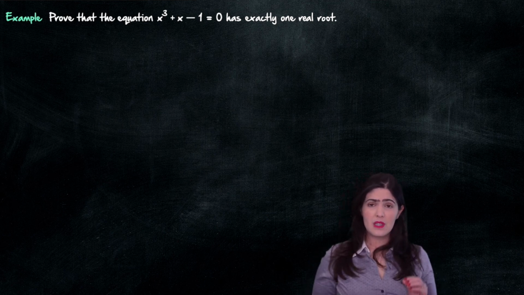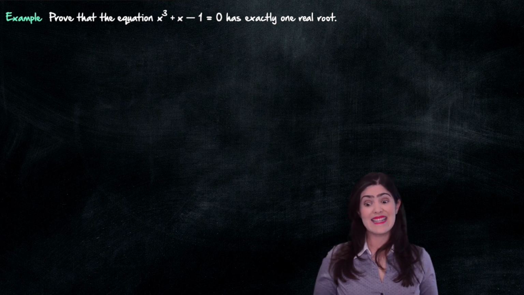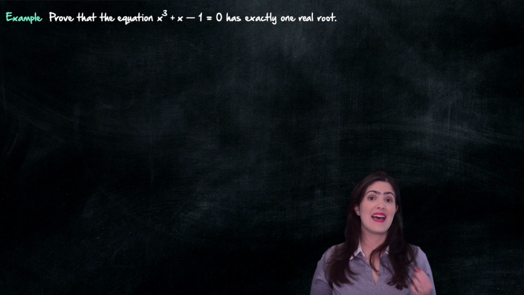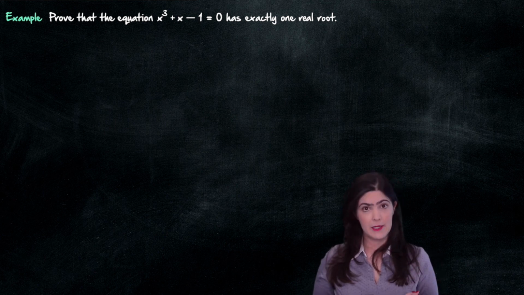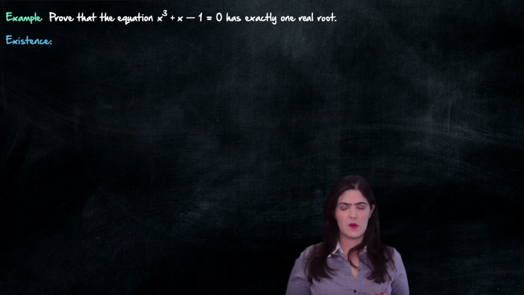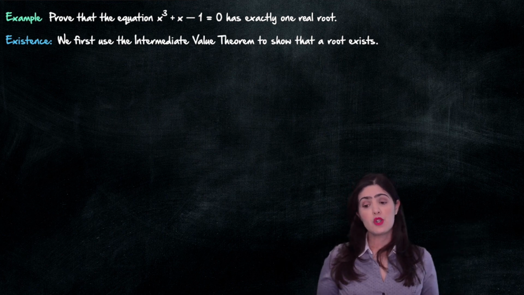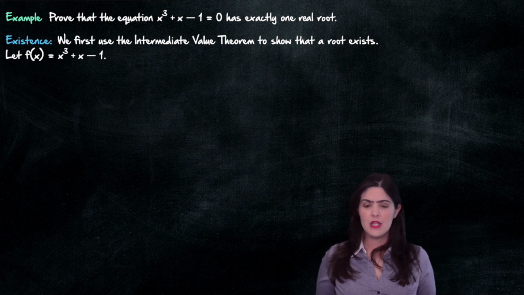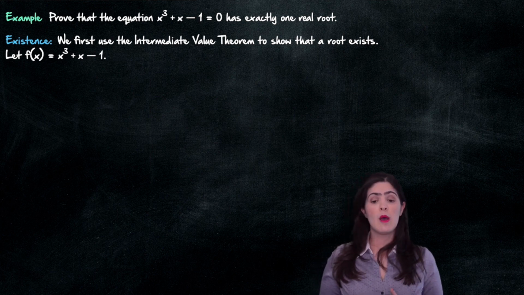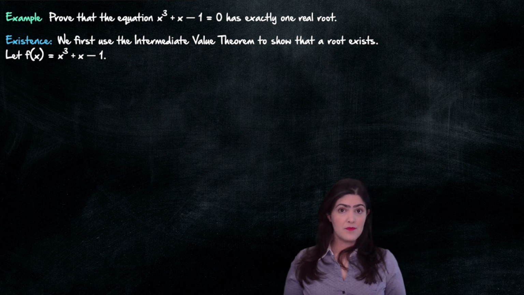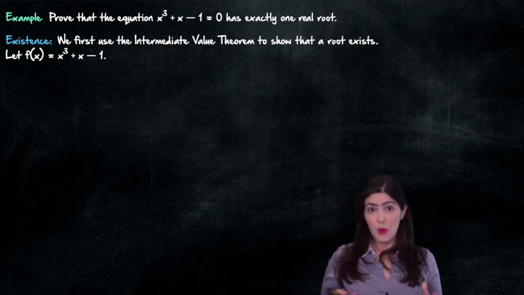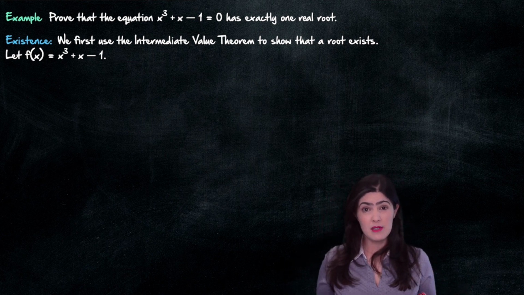Well, first, we're going to show that there exists at least one solution, and then we're going to show that that solution is unique. So for the existence part, we're going to use the intermediate value theorem to show that a root exists. To do this, we're going to take f of x equals x cubed plus x minus 1, and we want to show that there exists a point c such that f of c is equal to 0.